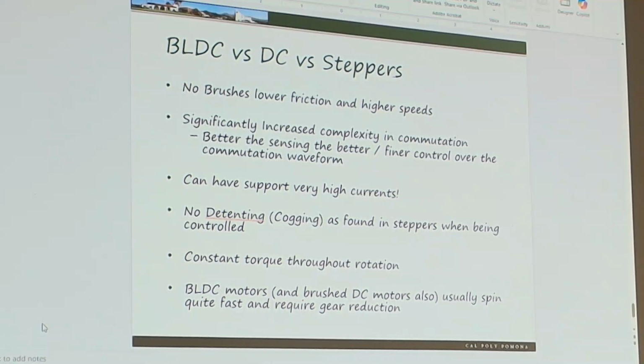Okay, so that's all we've got on motors. Next Wednesday, we will talk about positioning using potentiometers, encoders, synchros, and resolvers.